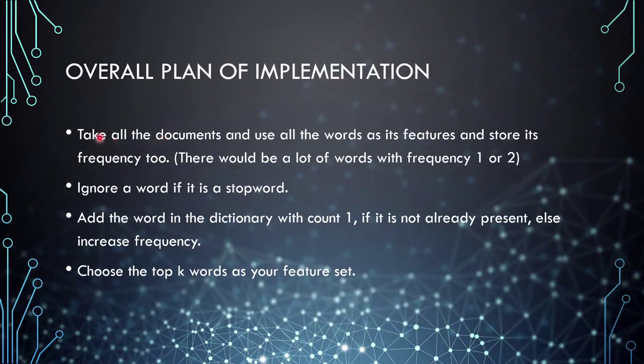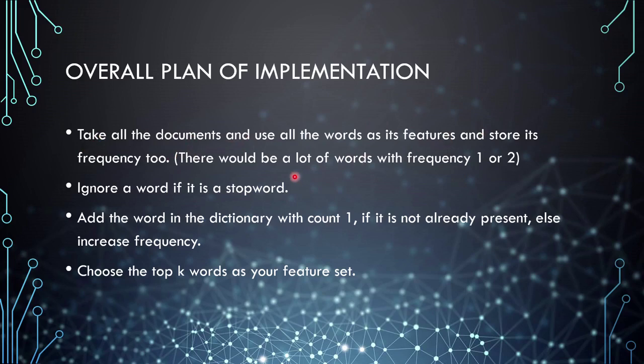So first we are going to take all the documents and use all the words as features and store their frequency too. So we would iterate through all our documents. In a particular document, we will iterate through all our words and see how many times each word occurs. That is, we would store the frequency of each of the words.